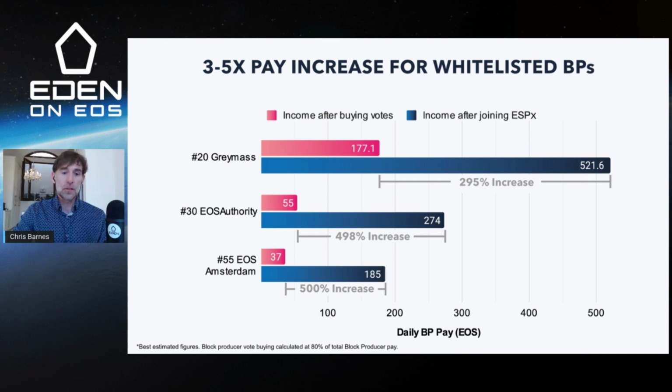And you can see EOS Authority in 30th place, and even most markedly, as we look at the lower ranked block producers, EOS Amsterdam, an incredibly valued contributor. At the time of this, they were in the 55th spot, making 37 EOS a day. They sign up for the Eden Smart Proxy. We have sufficient stake to put them as well into the 55th spot, hopefully higher. They get to keep all of their reward, which is 185 EOS a day.